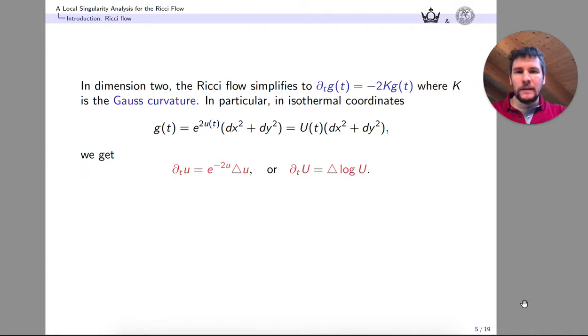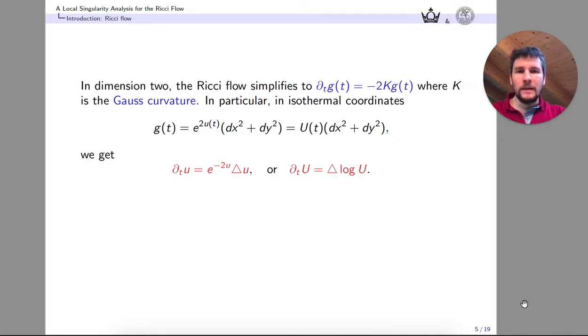Okay, let's look at a few examples in low dimensions. If we take dimension 2, then the Ricci tensor is just the Gauss curvature times the metric. So the Ricci flow becomes: the time derivative of the metric is -2 times the Gauss curvature times the metric.